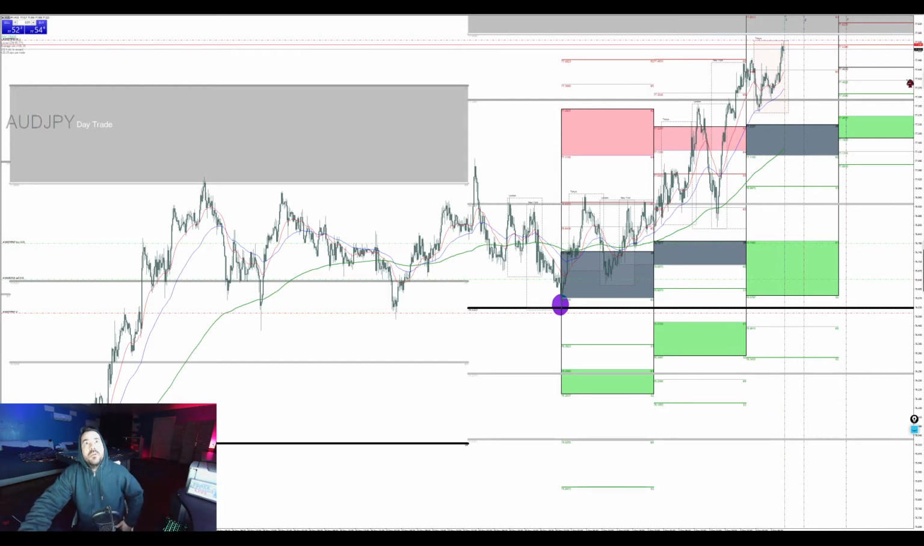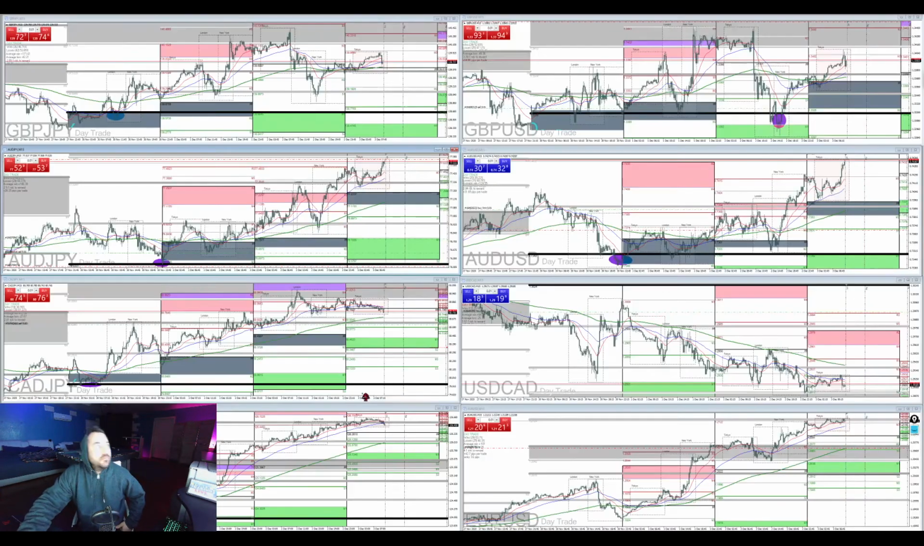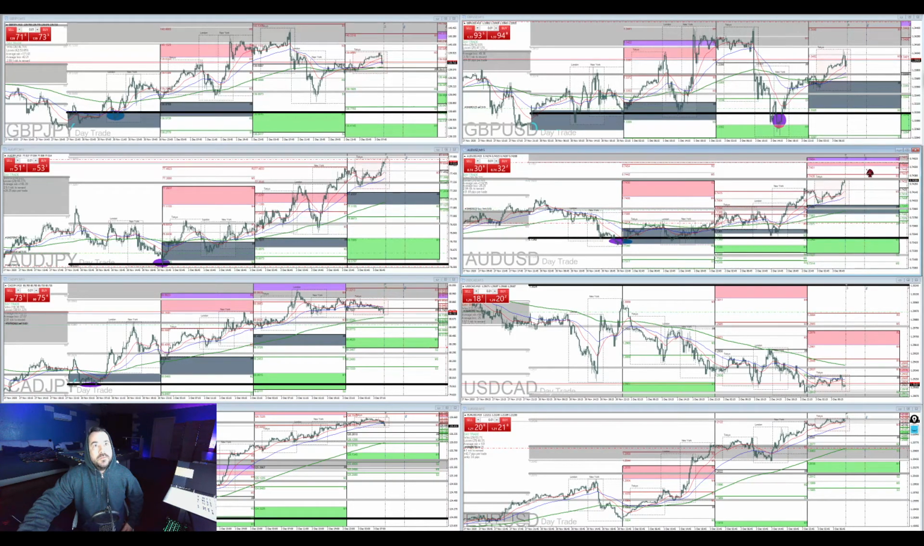Alright. As we wait for that to hit target, I did remove my entry for the Australian yen. The only other day trade that I have on right now is my Australian US dollar. I am going to set my alert. If I do come up here, I'm going to have to remove my pending order. Modify.